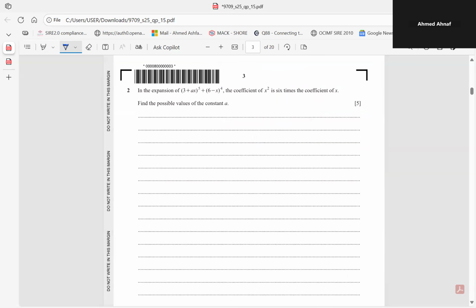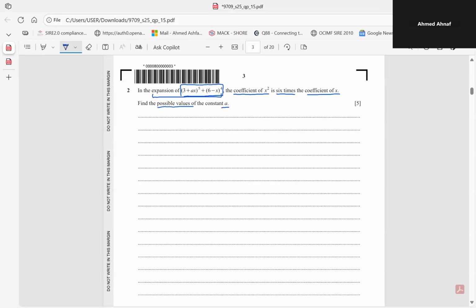Okay, so in this question, we're told that in the expansion of this whole expression, the coefficient of x squared is 6 times the coefficient of x. And we're going to have to find the possible values of a.